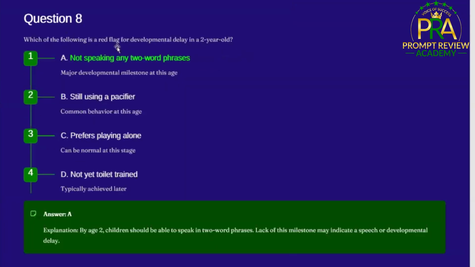Which of the following is a red flag for developmental delay in a 2-year-old? Remember we talked about developmental delays. The red flag is not speaking any two words, because we said that by 1 year they should be able to speak one word like mama, dada. So when this child is 2 years old and is not able to speak 1 to 2 words, then there is an issue. For 2 years old, they should be able to speak at least a two-word phrase.